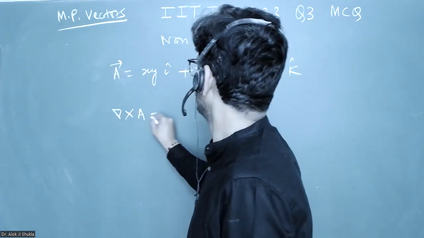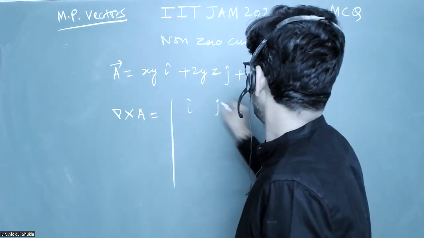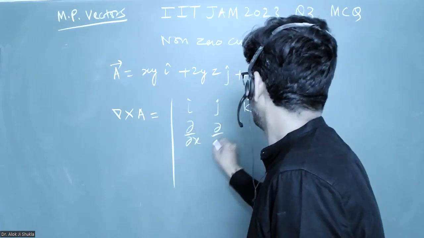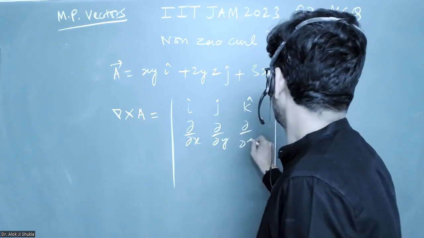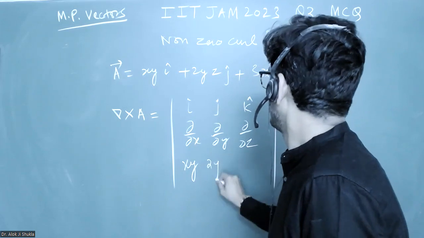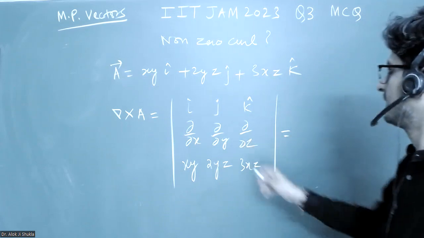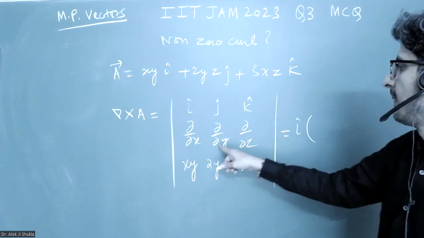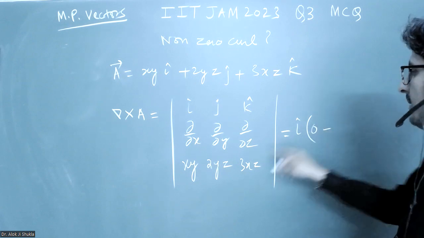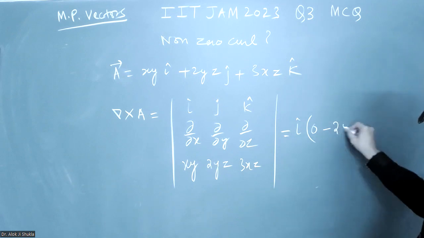so I need del cross A, so that will be given by i cap, j cap, k cap, del by del x, del by del y, del by del z, and this is xy, 2yz, and 3xz. Okay, so let us check this. So i cap, this is 0, and minus this derivative of z will result into 2y.